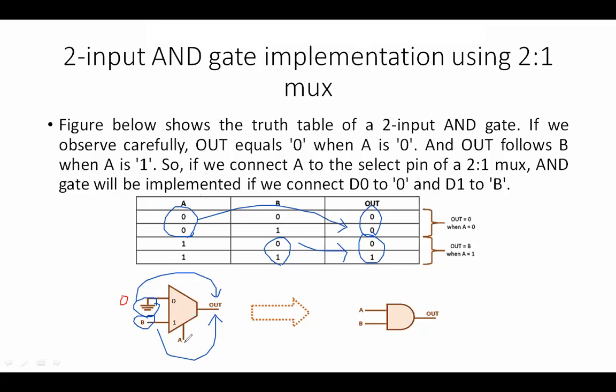If A is equal to 1, then B should be equal to output. B should be equal to output. So I will put B here and output.